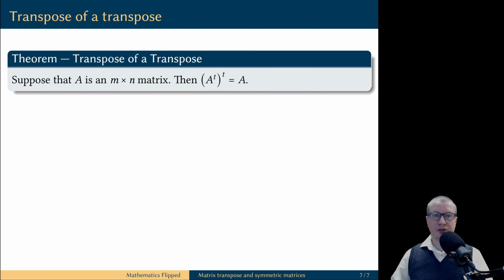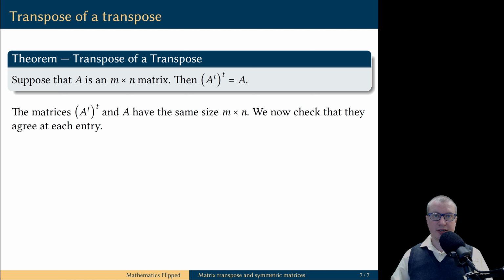Finally, let's prove that transpose of the transpose gets you back to the original matrix. First, let's check the size. If the matrix A has size m by n, then taking transpose once makes it into a matrix of size n by m, and taking transpose one more time switches the dimensions back into the original positions. It's an m by n matrix.